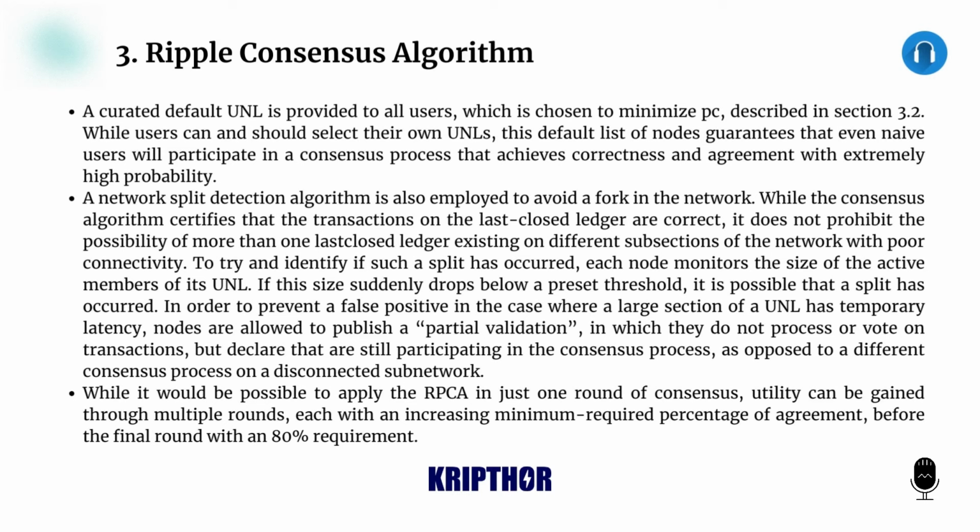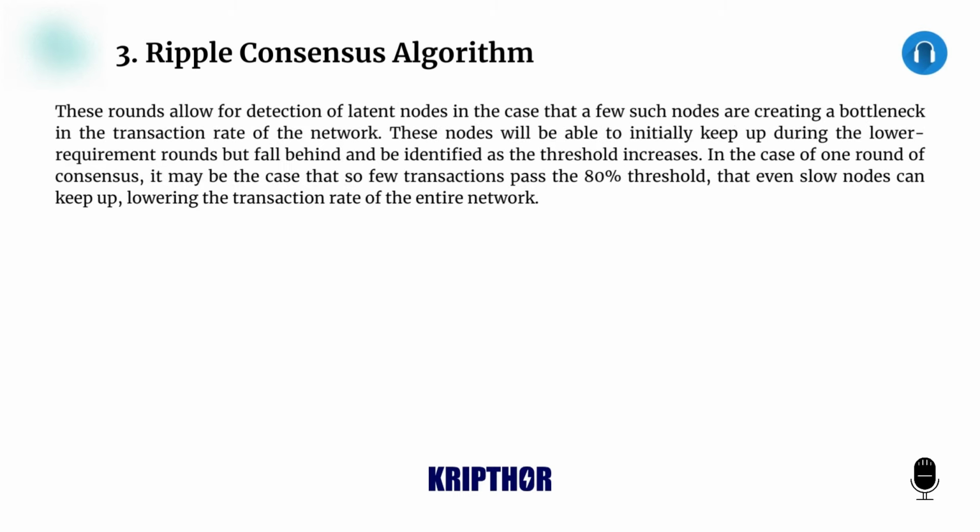While it would be possible to apply the RPCA in just one round of consensus, utility can be gained through multiple rounds, each with an increasing minimum required percentage of agreement, before the final round with an 80% requirement. These rounds allow for detection of latent nodes in the case that a few such nodes are creating a bottleneck in the transaction rate of the network.